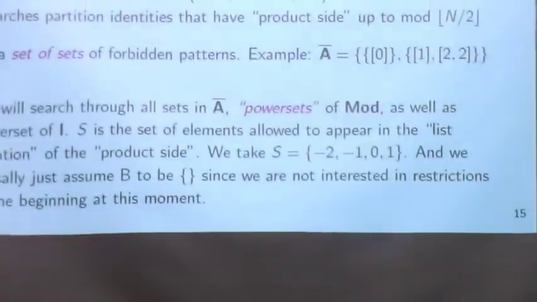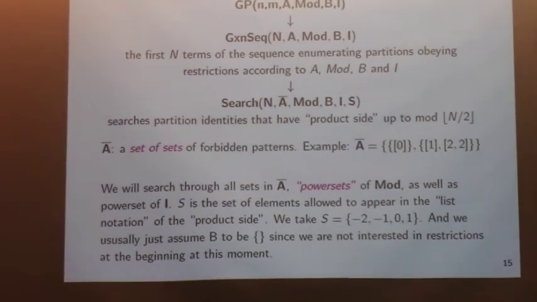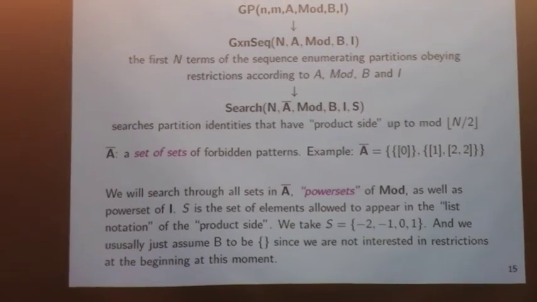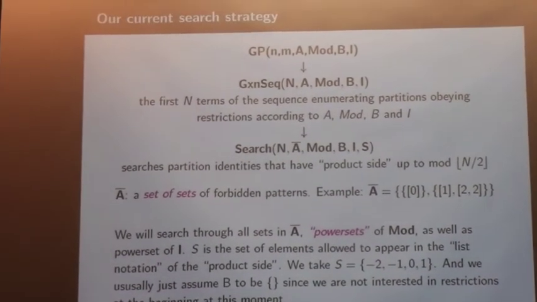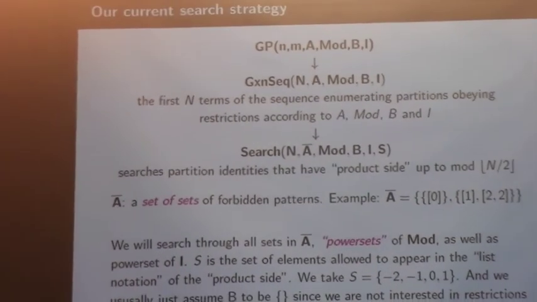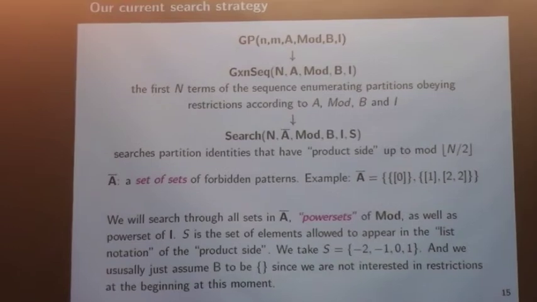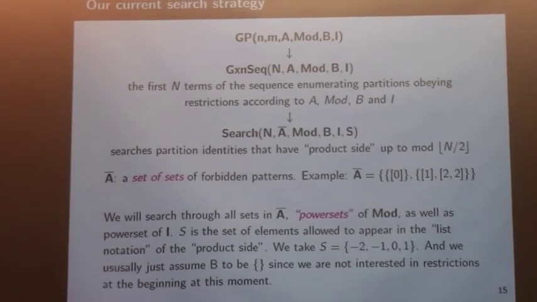All right. So this is our current search strategy. We used our generalized algorithm GP to obtain GXN sec, which spits out the first n terms of the sequence enumerating partitions obeying restrictions according to A, mod, and I. And then we program a search procedure, which searches for partition identities that have product side up to mod n/2. Why do we have A bar here instead of A? A bar, you can think of it as a set of A's. Many times we take it to be a power set, but many times we do not. So it's a set of sets of forbidden patterns.